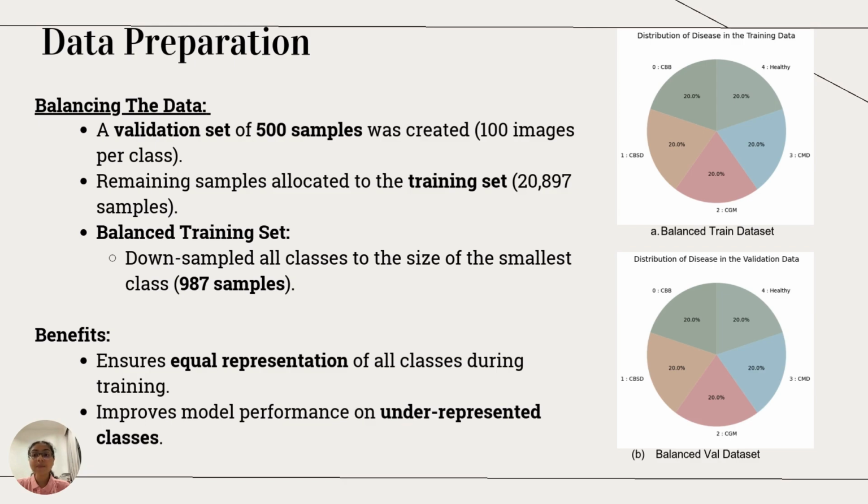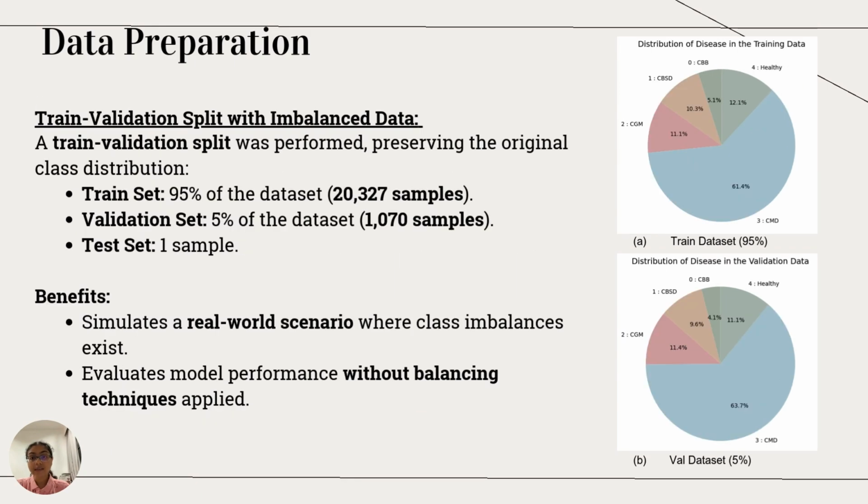First, we address the class imbalance by creating a balanced dataset. A validation set of 500 samples was created with 100 images sampled from each class. The remaining 20,897 images were allocated to the training set. To balance the training data, all classes were downsampled to match the smallest class size of 987 samples, ensuring equal representation across all classes. This helps the model learn effectively from all classes and reduces bias. The chart shows the balanced distribution for the training and validation sets.